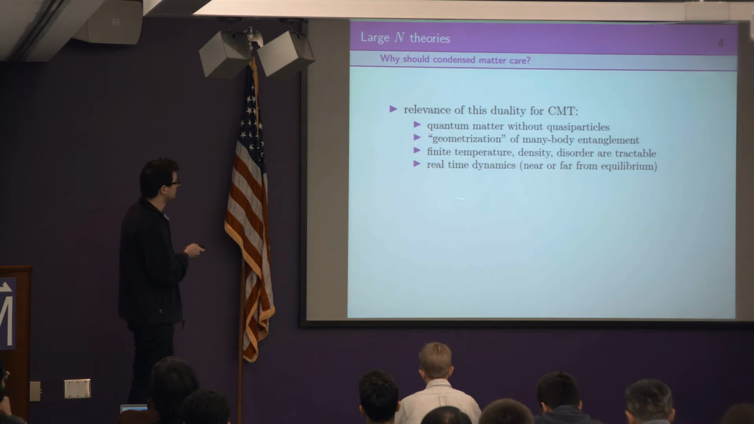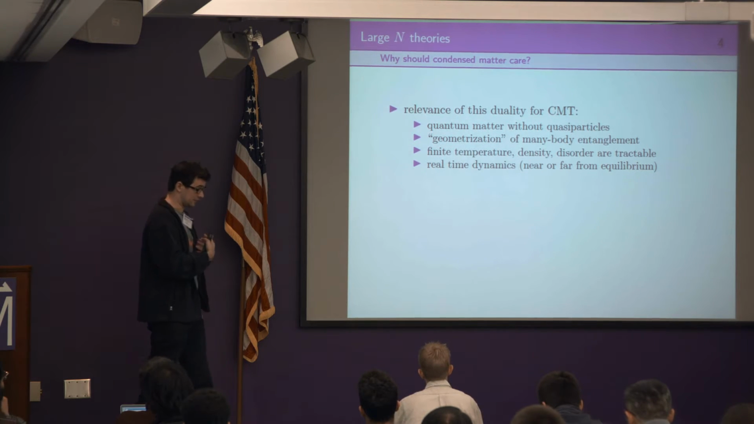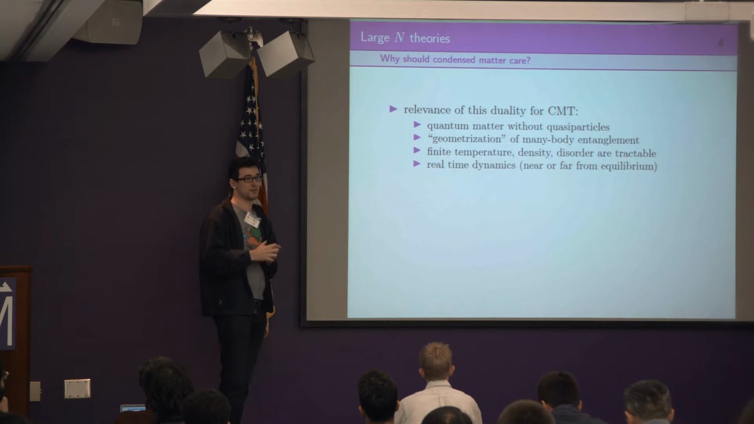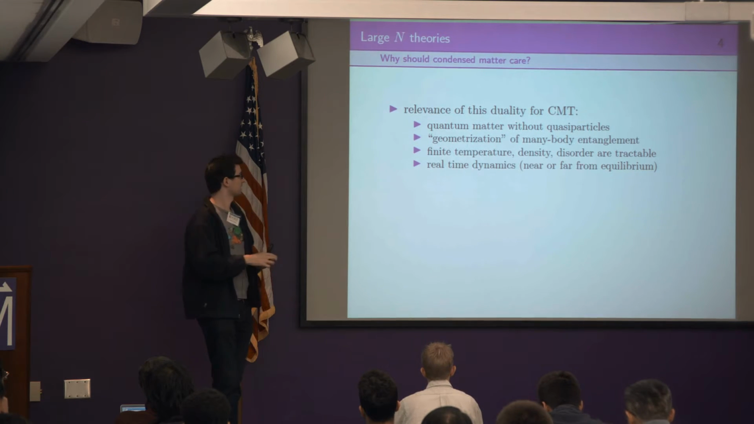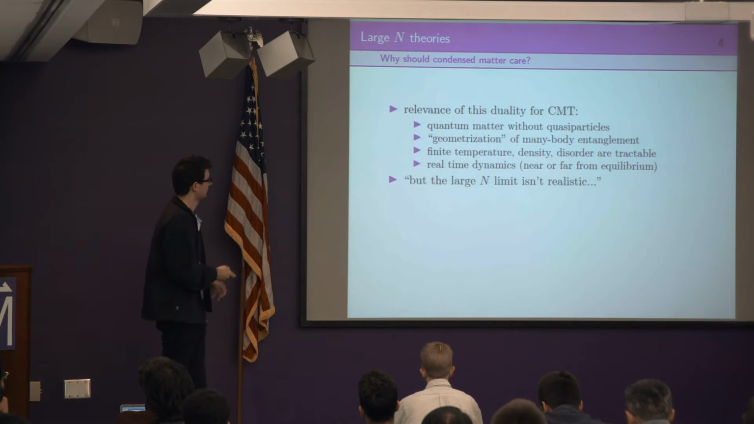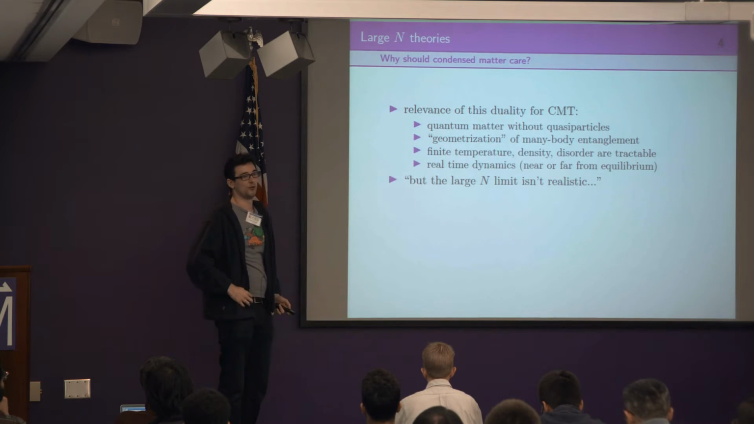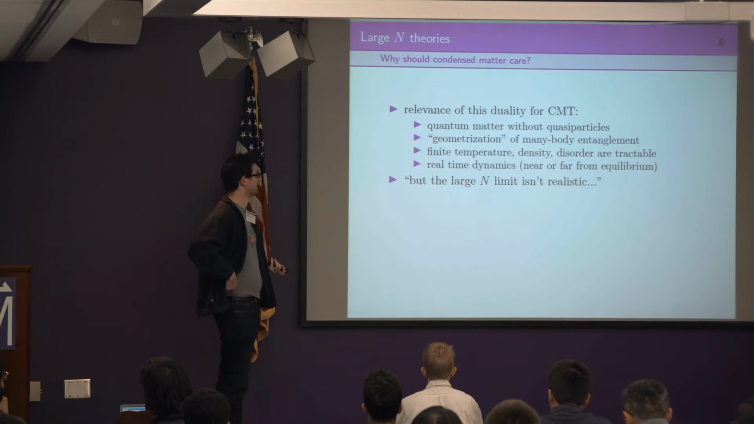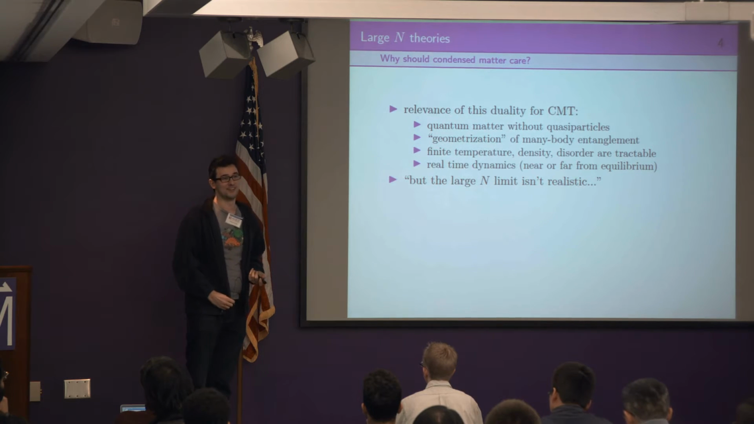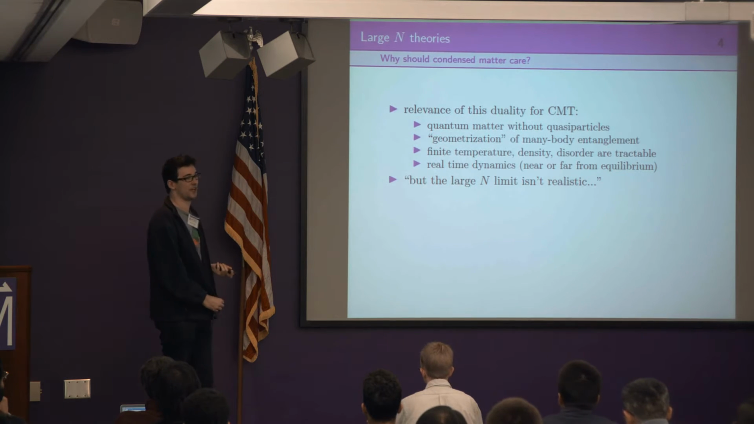And similarly to something I just said, it's very easy to do real-time dynamics, especially far from equilibrium. Okay? All right. Now, the classical complaint about working in this field is that this large n limit isn't realistic, and the real world doesn't have n by n matrices. I think I've heard that a number of times.